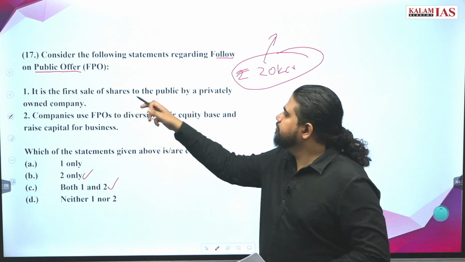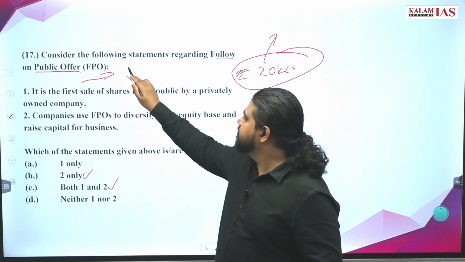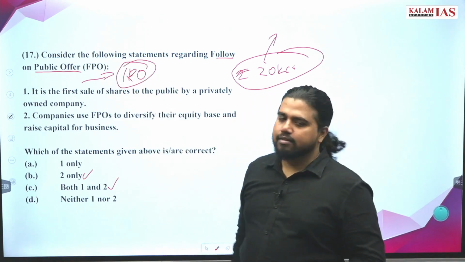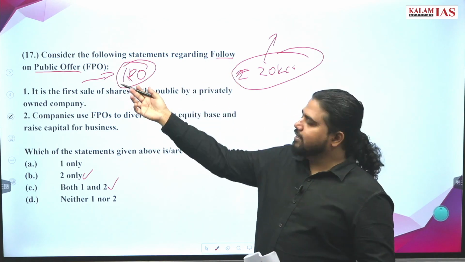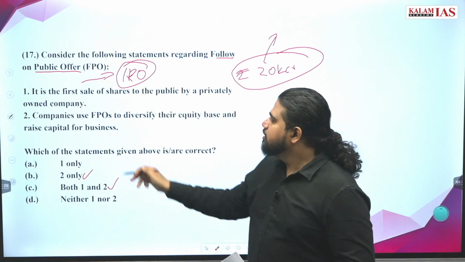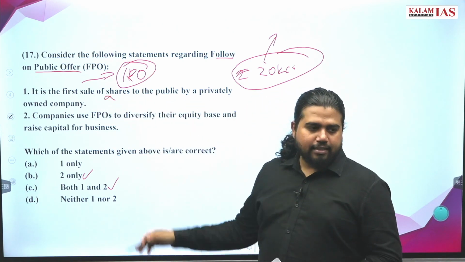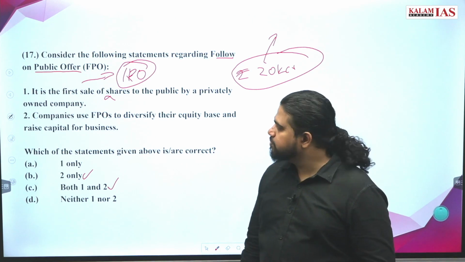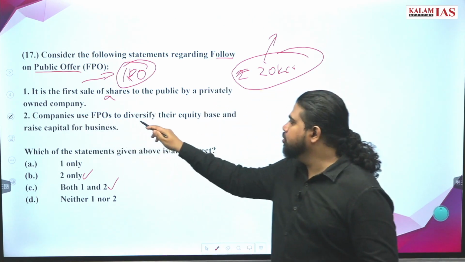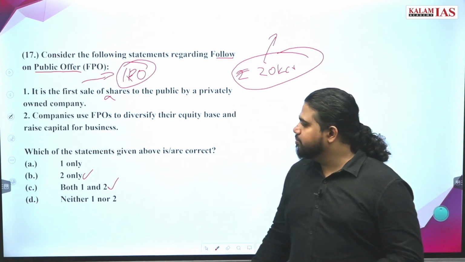It is the first sale of shares. What do I call that? IPO, initial public offering. And follow-on, as the name indicates, means that something is already there and you are continuing it. So the first sale of shares cannot happen to the public by a privately owned company. This is exactly the definition of an IPO. First statement incorrect.